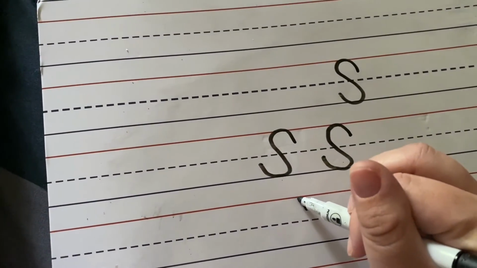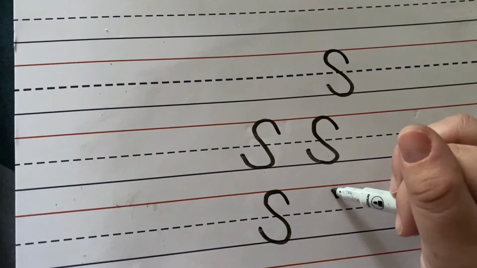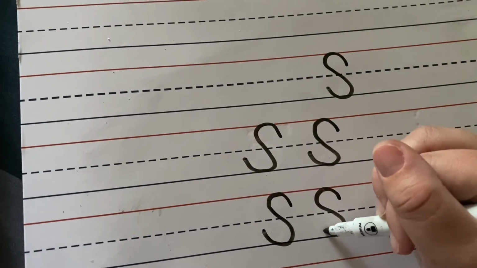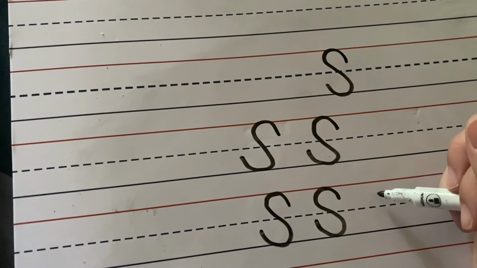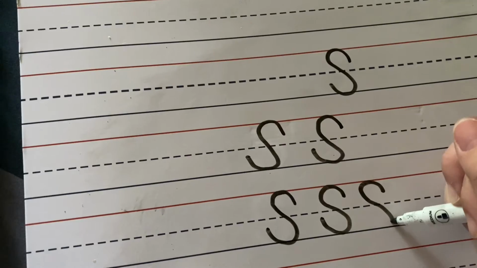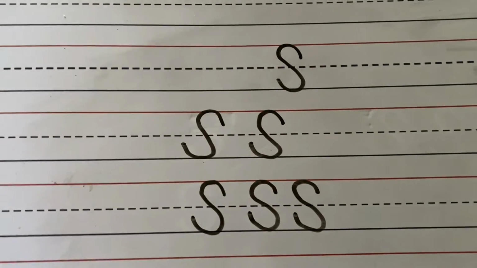Let's try it again. Start in the middle, go up, go down, go up. Do it again. Go up, bring it around, go down, go up. One more time. Start in the middle, go up to red, bring it down to blue, and go up. This one's going to take a lot of practice.